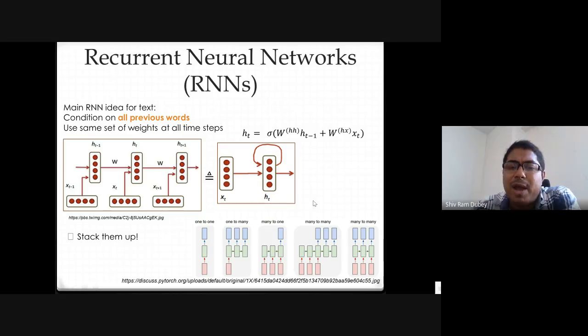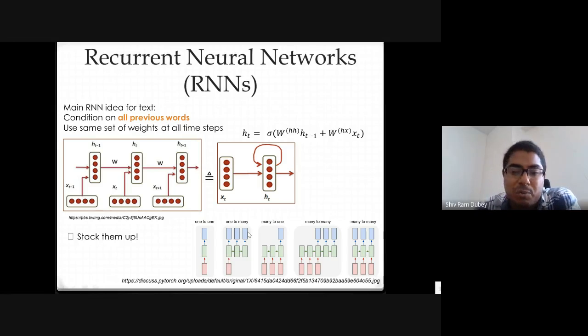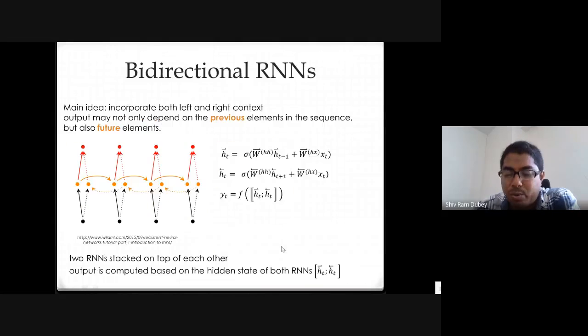And we can even have the mappings in different ways. For example, we can have one-to-one mapping, meaning one word comes in as input and one word comes out as output. Or one word is the input, but we generate multiple words as the output. Or multiple words are the input, but we generate only one word as the output.